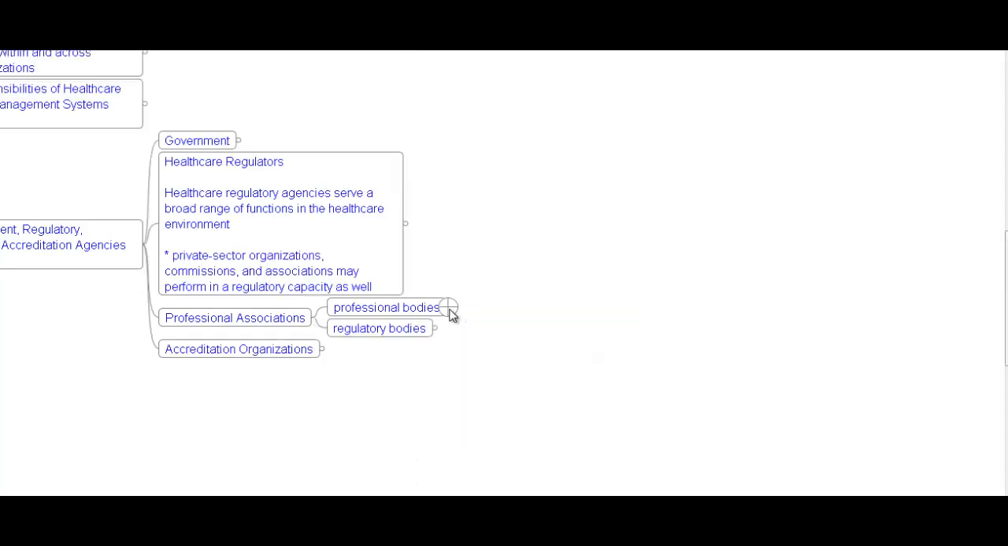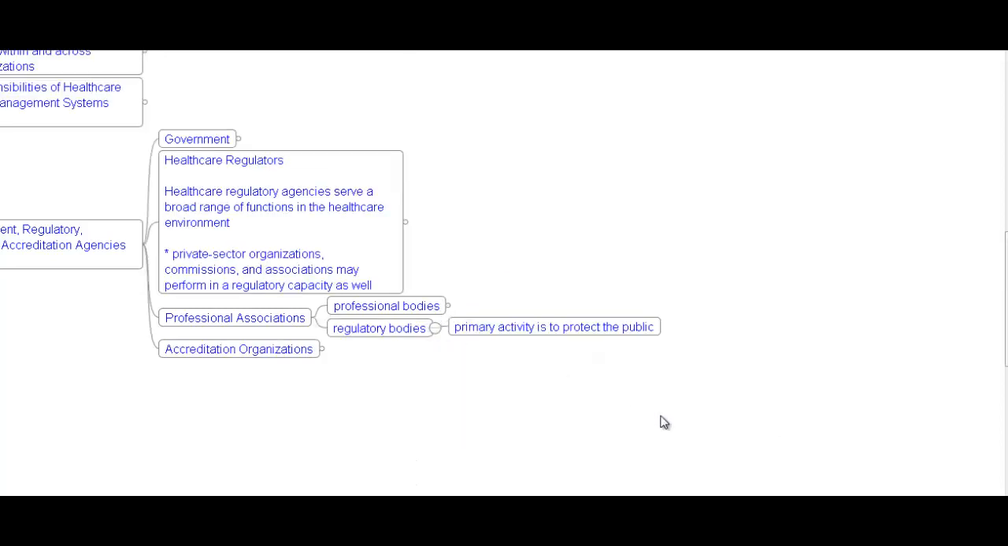And under regulatory bodies, the primary activity is to protect the public health.